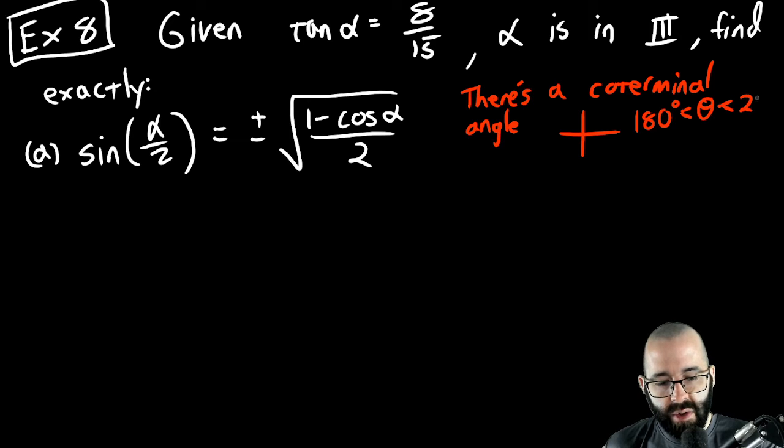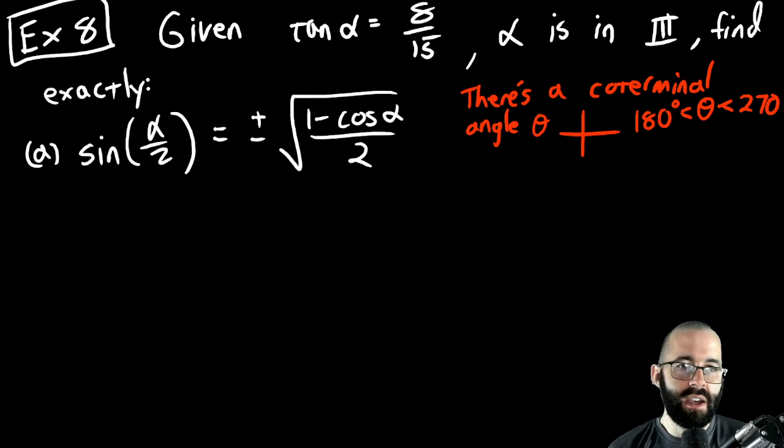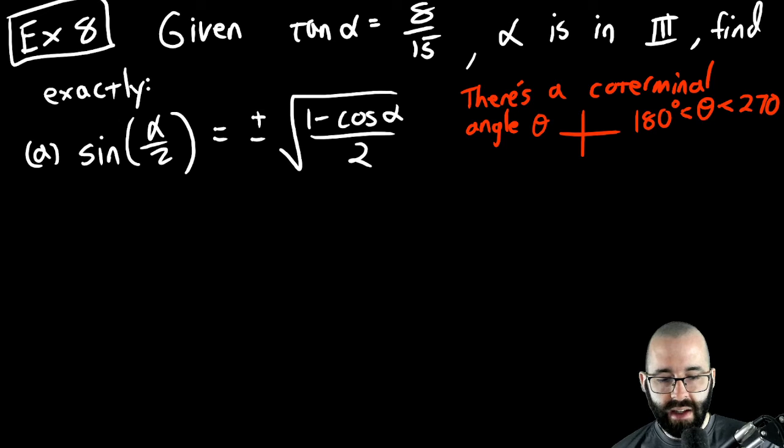And we're smaller than 270 degrees. Right? We're somewhere over here. Well, how does alpha over 2 behave? Or we can look at its coterminal angle theta. You can just call this alpha. I don't care. Well, if we divide everything by 2, we get that 90 degrees is between this angle divided by 2, which is between 135 degrees.